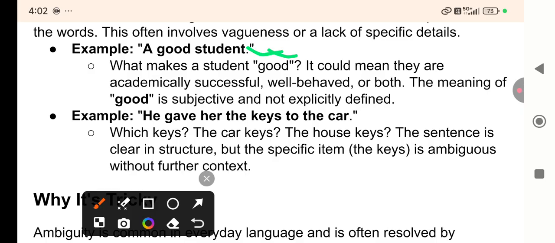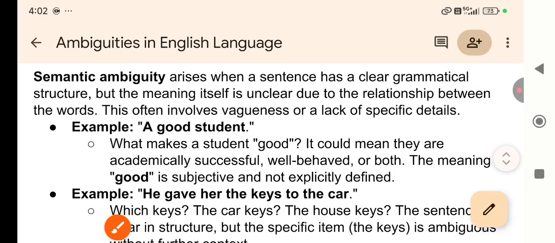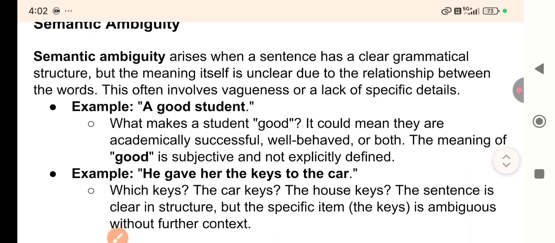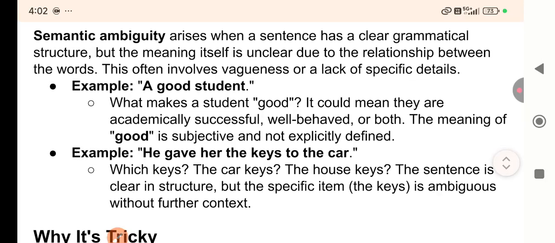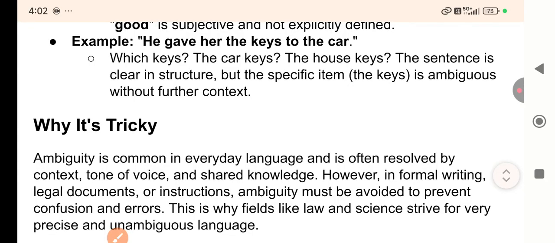He's a good student, laborious, hardworking, and a ranker. Or he is a good student, his behavior, he is very modest, though he is a ranker. So this way you are showing his goodness, right? So that is an example of semantic ambiguity. Why? Because of the relationship between the words and then lack of specific details. Number two, he gave her the keys to the car.